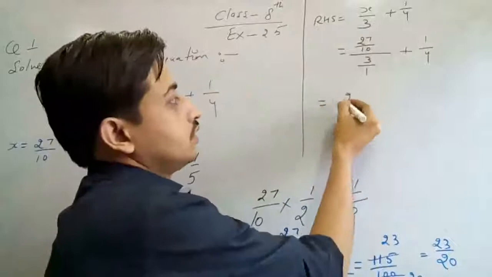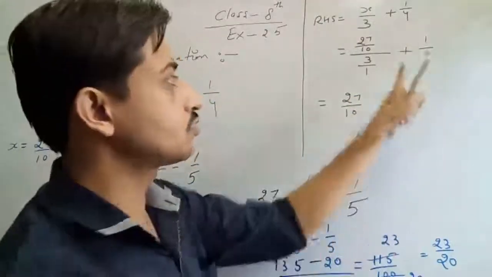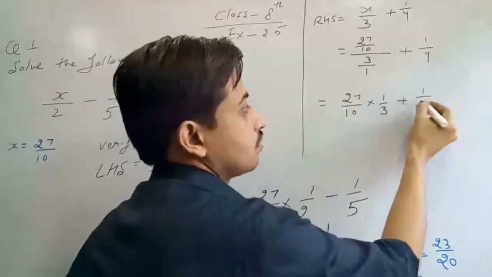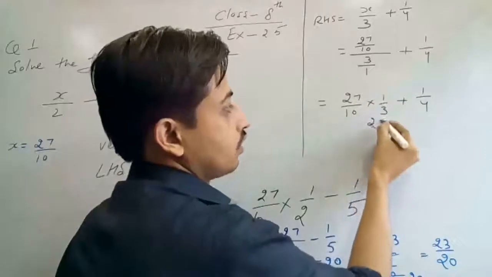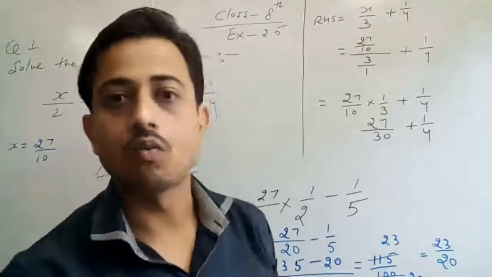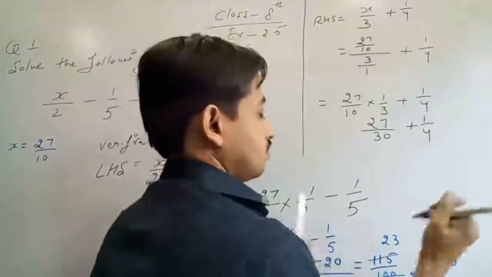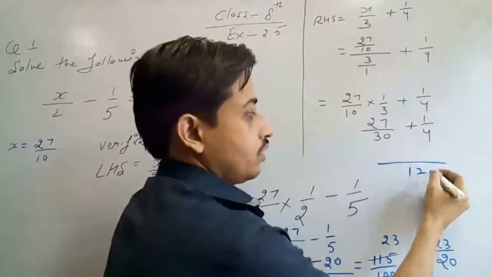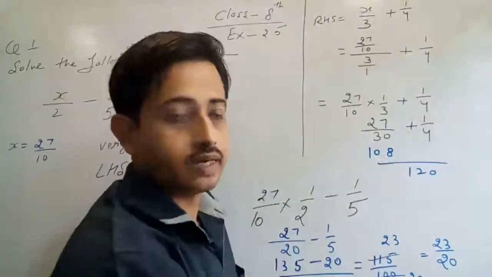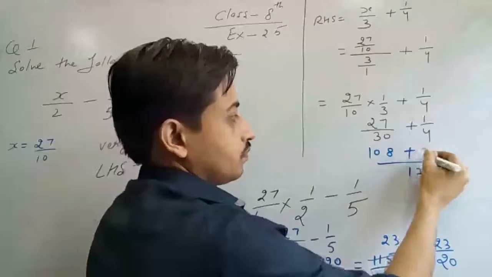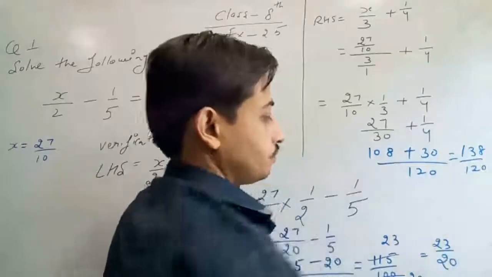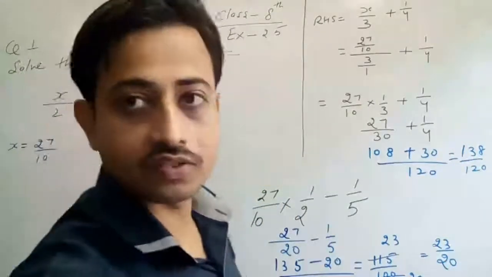Now solve further. 27 by 10. In terms of rational, we have to take the reciprocal: 1 by 3 plus 1 by 4. Now 27 into 1, 27, 10 into 3, 30, plus 1 by 4. Now what's the LCM of this? 30 into 4, we get 120. Now multiply. 4 into 27, 108. Now 30 into 1, 30. If we solve this, what will we get? 138 by 120. Now solve it using the table of 6.